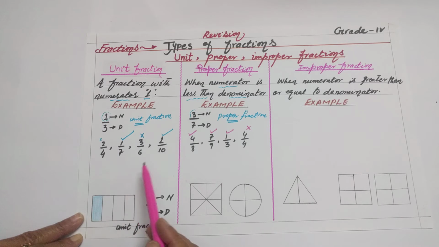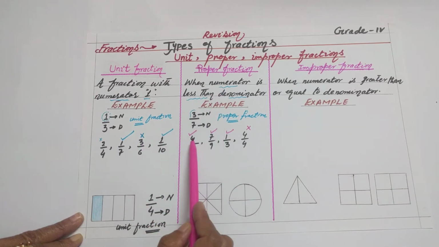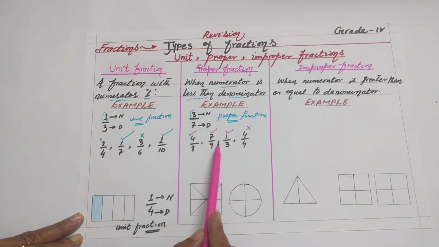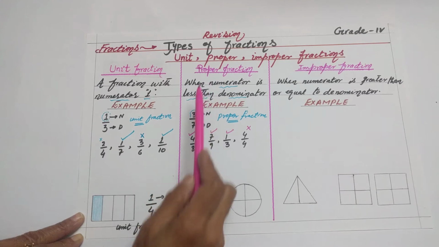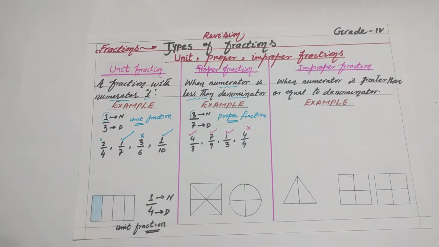Got it? So what is the condition of a proper fraction? Numerator should be less than the denominator. If your numerator is less than the denominator, then that fraction is called a proper fraction. Got it? Now students, I will explain the same proper fraction with the help of a shape.